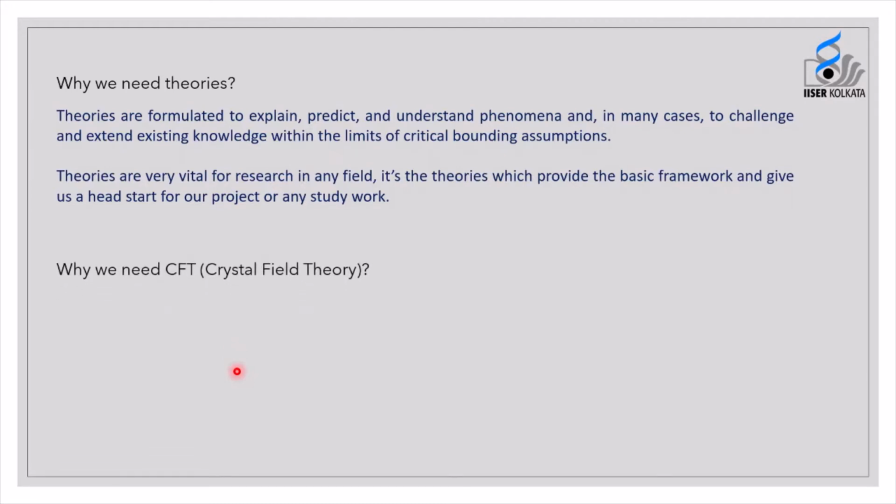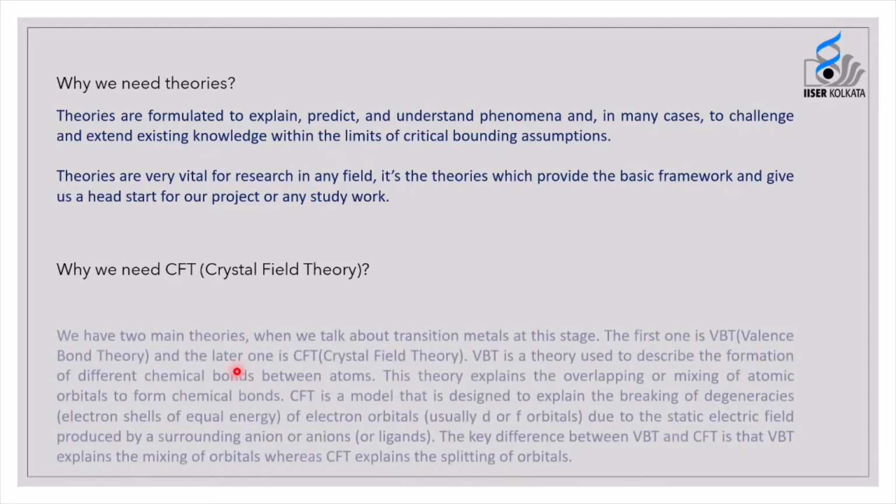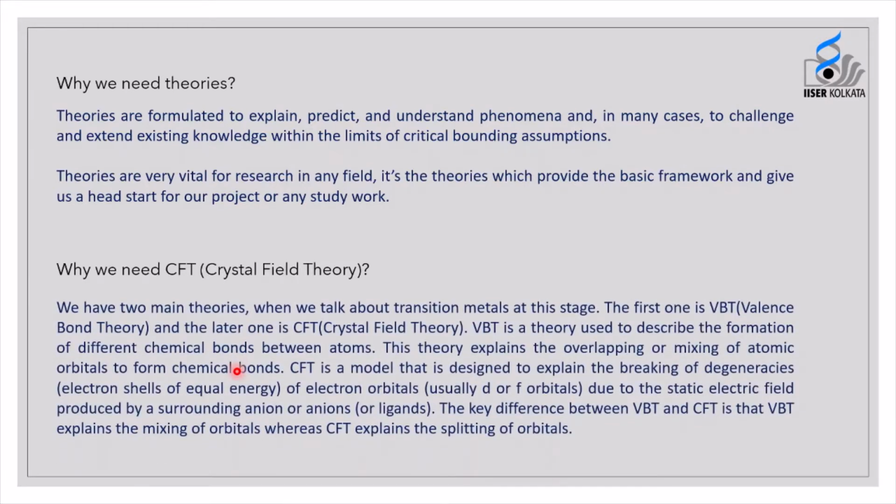Now, why do we need CFT? Here we have two main theories when we talk about transition metals at this stage. The first one is VBT and the later one is CFT. VBT is a theory used to describe the formation of different chemical bonds between atoms. This theory explains the overlapping or mixing of atomic orbitals to form chemical bonds.